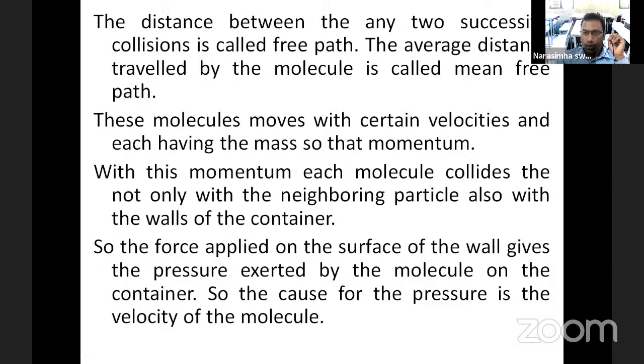Distance between any two successive collisions is called free path. Right? And the average distance traveled by the molecule is called mean free path. So I told you that, for example, the molecule is moving from one point to another. While reaching from one point to another, it may make a number of collisions, and to reach the other position, it is covering a distance, making a number of collisions. So that average distance is called mean free path.